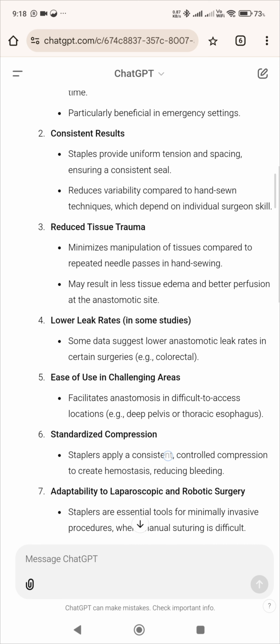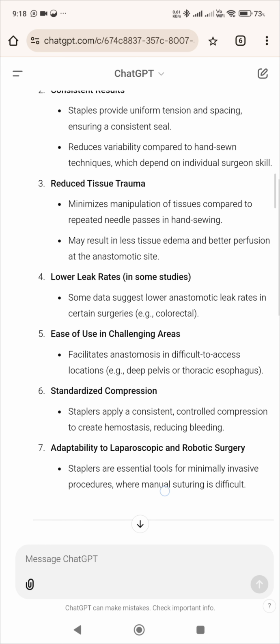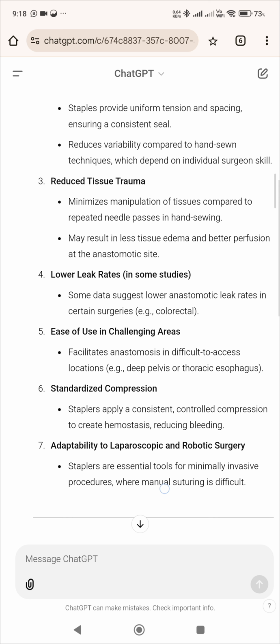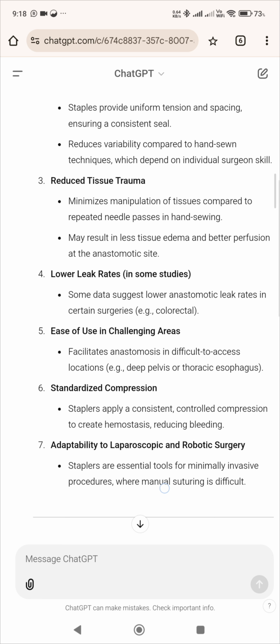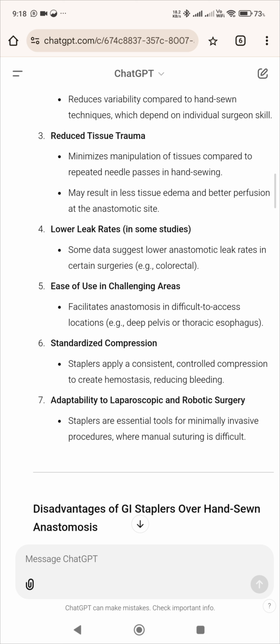3. Reduced tissue trauma. Staplers minimize manipulation of tissues compared to repeated needle passes in hand sewing, and may result in less tissue edema and better perfusion at the anastomotic site. 4. Lower leak rates in some studies. Some data suggest lower anastomotic leak rates in certain surgeries, e.g., colorectal.